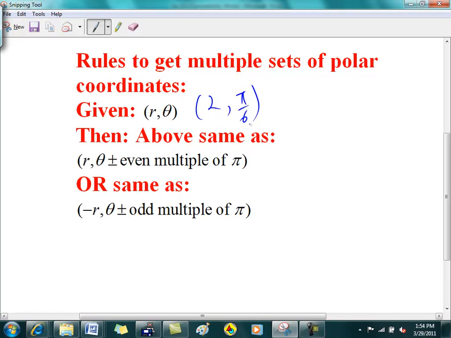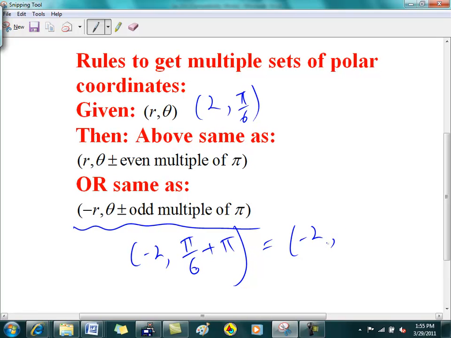Okay, and if you look at the point right next to it, I'm making r negative, so I'm going to use this rule because I've made r negative. So I'm going to do a minus 2, and the rule tells you either add or subtract an odd multiple of pi. So an odd multiple of pi is pi, 3 pi, 5 pi, 7 pi, 9 pi, and so on. So if I add these two, then I get minus 2 comma 7 pi over 6, which is the second point you have there.